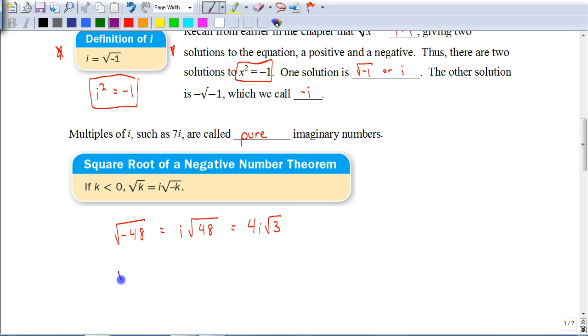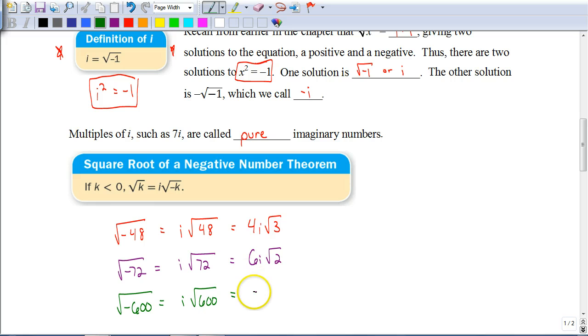Or if we had the square root of a negative 72. To make this a positive square root, I would take out an i and have this be now this positive square root of 72. And square root of 72 we found earlier to be 6 square root of 2, so it's going to be 6i square root of 2. Or like the one that you guys did on your own, what if it now was negative 600? Well, I would take out an i, so this would be i times the square root of 600. And square root of 600 you found to be 10 times the square root of 6. This is going to be 10i times the square root of 6.